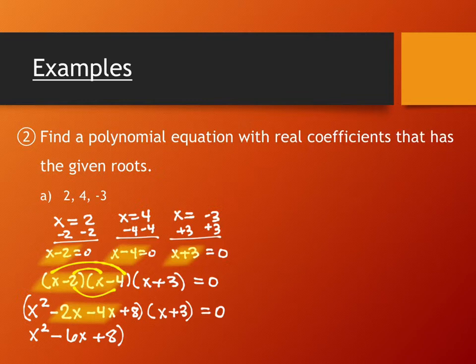Now, if you can go straight from here to here, you can do the combination of those 2x and the 4x as you go without writing them out. That's fine. I don't have a problem with that. And then we have this times x plus 3.